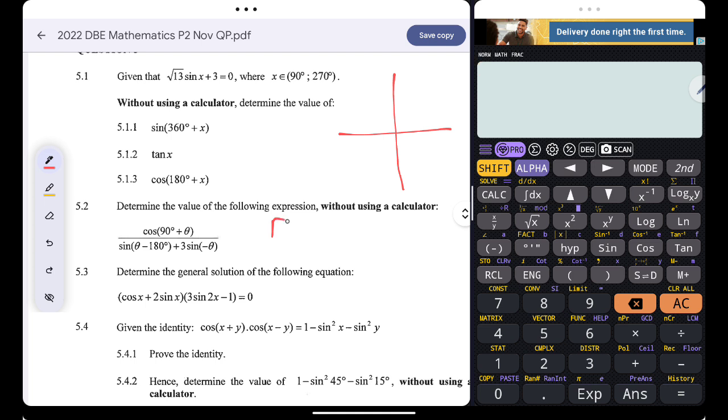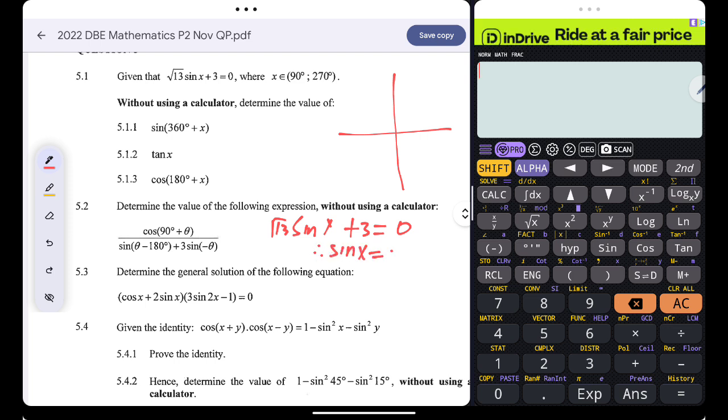We are given the square root of 13 sine x plus 3 is equal to 0. This simply means that sine x is equal to negative 3 divided by the square root of 13. So basically sine x is equal to a negative number. So I will go and tick on my Cartesian plane in which quadrant sine is negative. I know that sine is negative in quadrant number 3 and quadrant number 4.